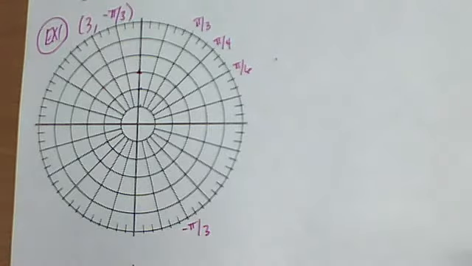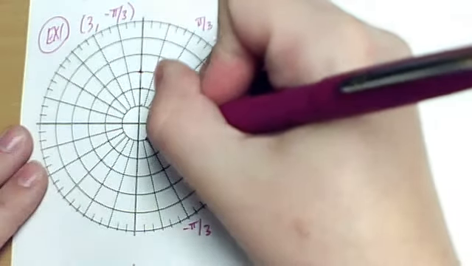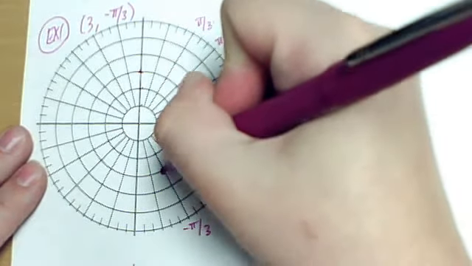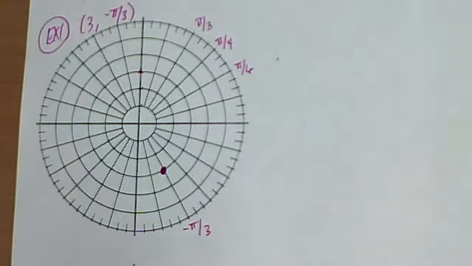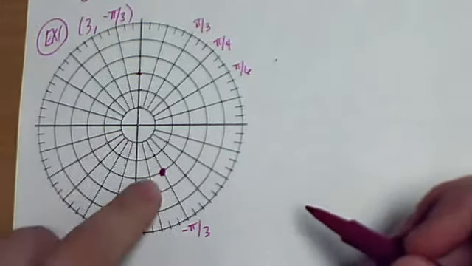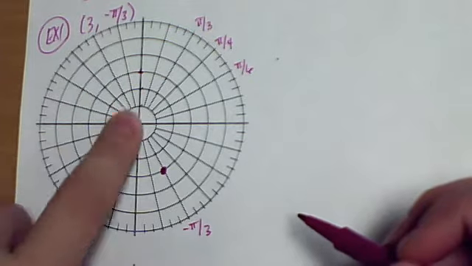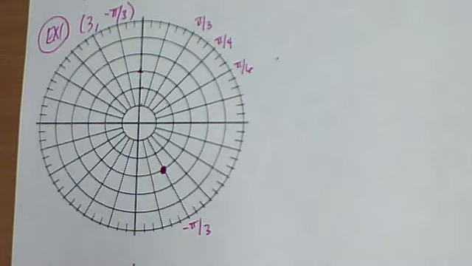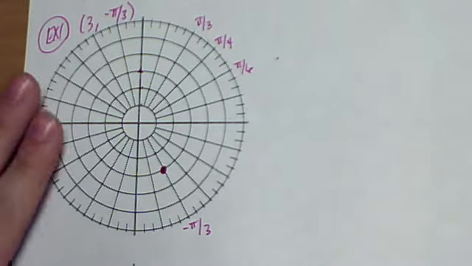So on that line right here, I'm going to go up 1, 2, 3. That would be my point. This 3 indicates how far out you're going, and then this tells you the angle at which you're going. Now I need to write it 2 different ways.